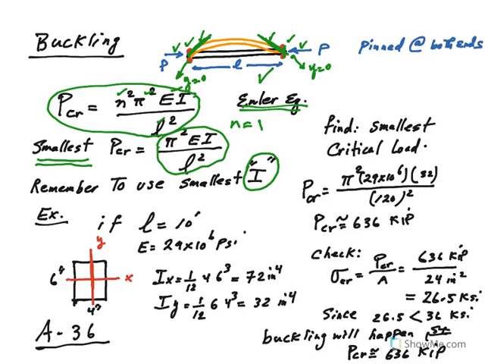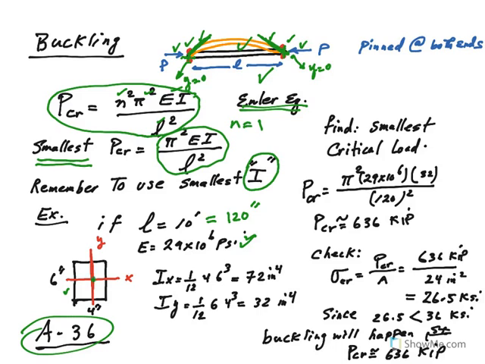I want to use this example below to illustrate that. Suppose we have a bar that is pinned at both ends, with the confinement as you can see in this picture. Let's say the length is 10 feet. One thing to remember, guys: if you have something in feet, immediately change it to inches. It's a good idea. Let's say this is A36 structural steel with a modulus of elasticity of 29 million psi, and it has a cross section as shown here. It's a 4x6 rectangular cross section.